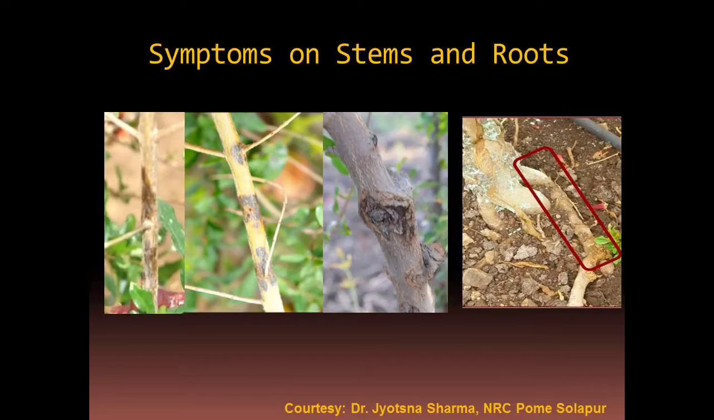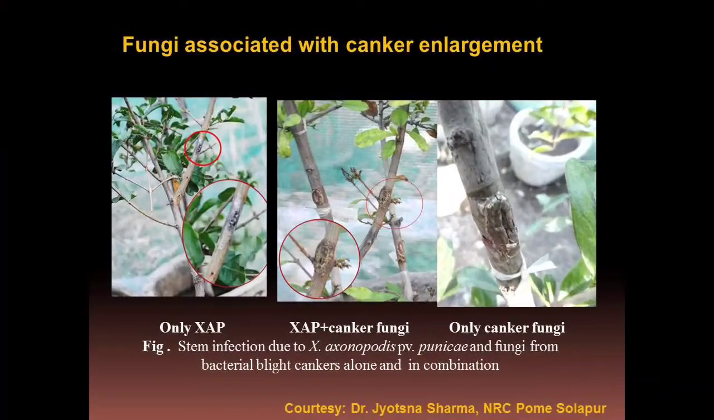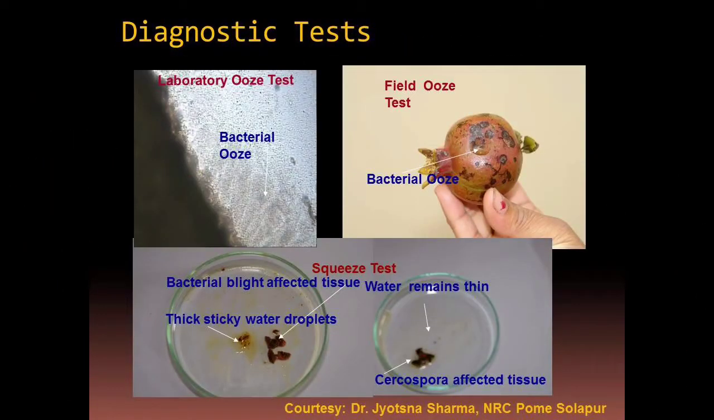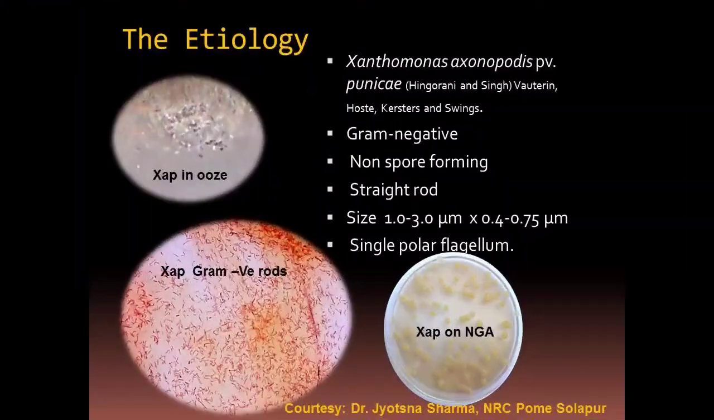Similarly, it also causes infection to the leaves, twigs, fruits, branches. All the plant parts get infected due to this bacterial blight pathogen. The infection of this bacterial blight of pomegranate can be easily identified by the ooze test. This ooze test should be followed in the field to identify this bacteria.